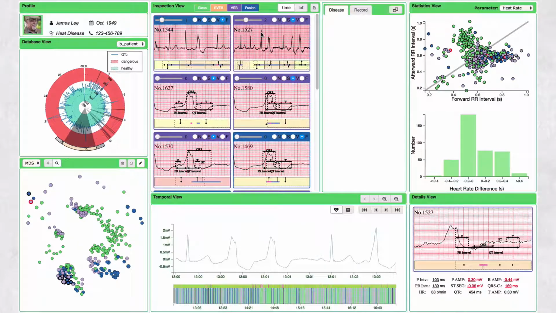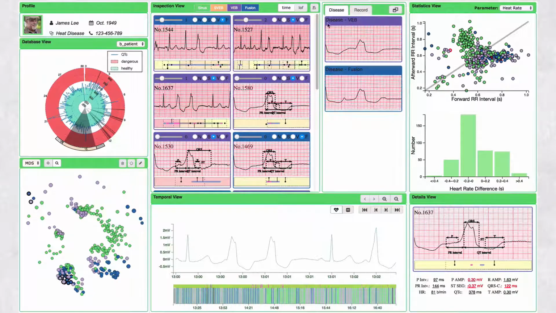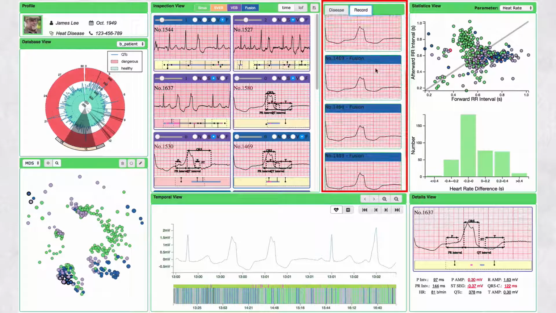Here, the doctor finds some arrhythmias quickly, like the PVC and ventricular couplets by twirling the slider in the inspection box. Afterwards, the doctor can save the identified disease in the disease view, and the corresponding ECG record can be retrieved in the record view.